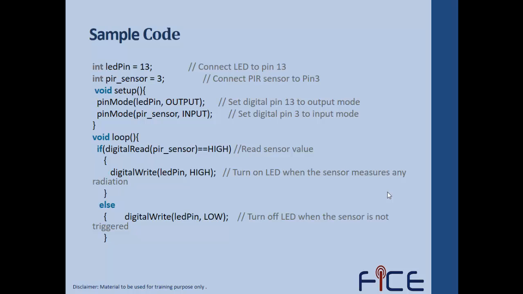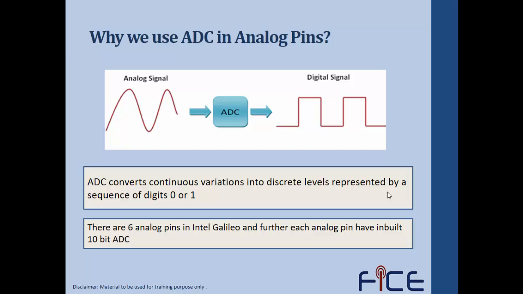With the help of this sample code we learned how we can use the pin mode, digital read and digital write APIs for writing code for a digital sensor. Next we will discuss analog sensors. Why do we use an ADC in analog pins?